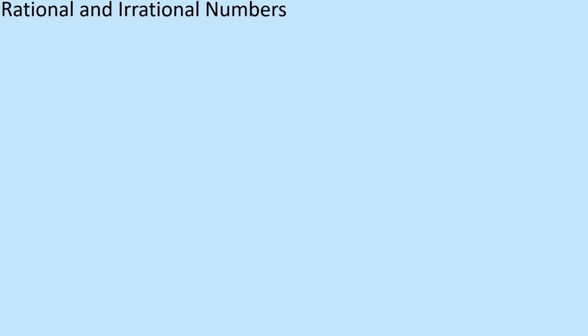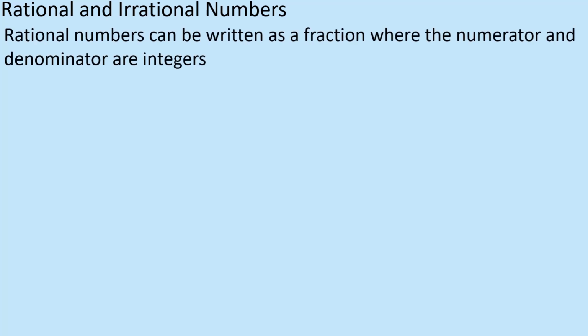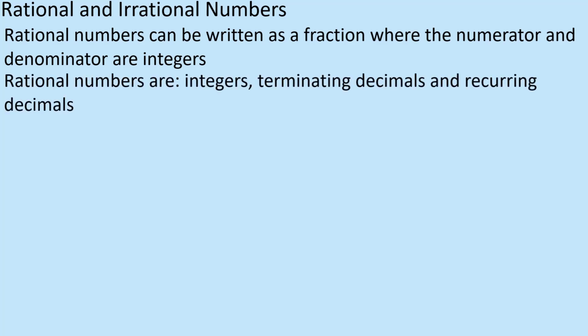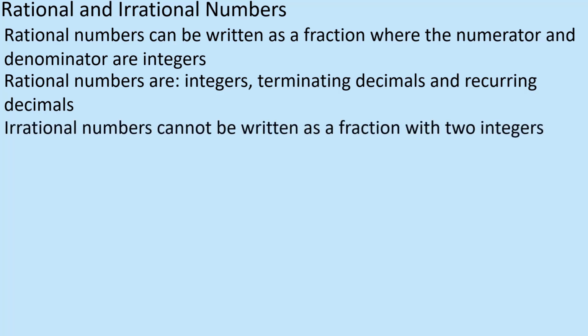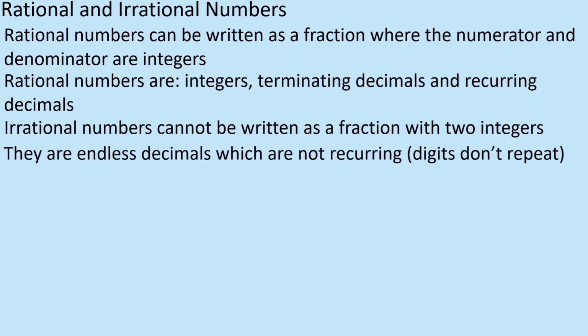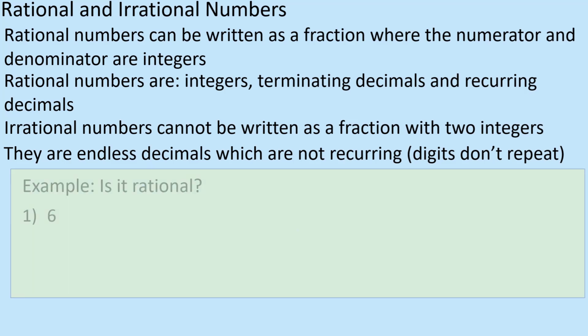Right, rational and irrational numbers. This is more for the higher level students, knowing what these are. Rationals can be written as a fraction where the numerator and denominator are integers. So for example, integers, terminating decimals, and recurring decimals are rational. Irrationals cannot be written as a fraction with 2 integers. They're endless decimals which are not recurring. The digits don't repeat.